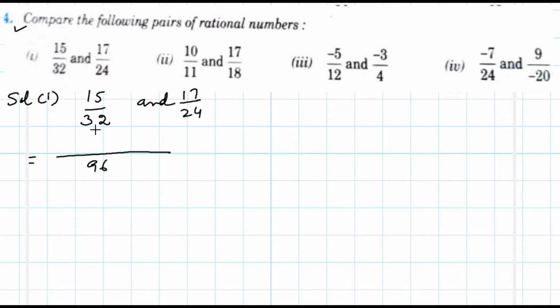So 96 when divided by 32 will give 3, 3 into 15 is 45, and here 24 times 4 is 96, 17 times 4 is 68. So which one is greater? So this one is greater. Therefore 15 upon 32 is smaller than 17 upon 24, right?